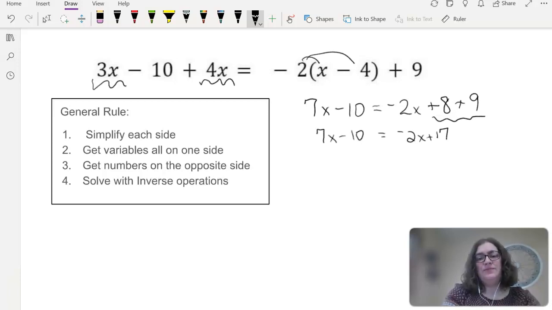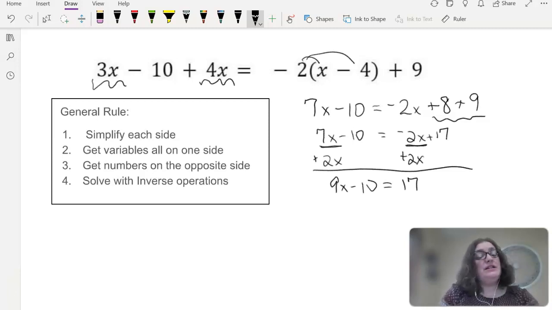All right, now I'm ready to move on to step 2, which means get all of the variables on one side. If you'll notice, I have a 7x on the left and a negative 2x on the right. And so to get them on the same side, I either need to subtract 7x from each side to remove it from the left and put it on the right, or add 2x to each side to get the 2x to move. I personally like to keep things positive if possible, so I'm going to add 2x to each side. And when I do that, I end up with 9x minus 10 is equal to 17.